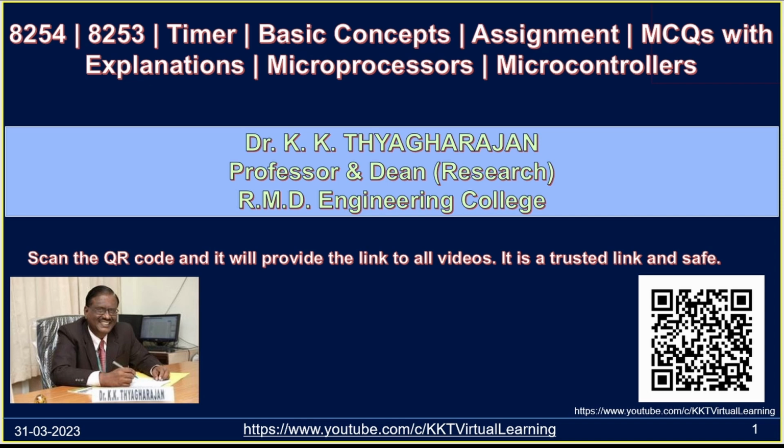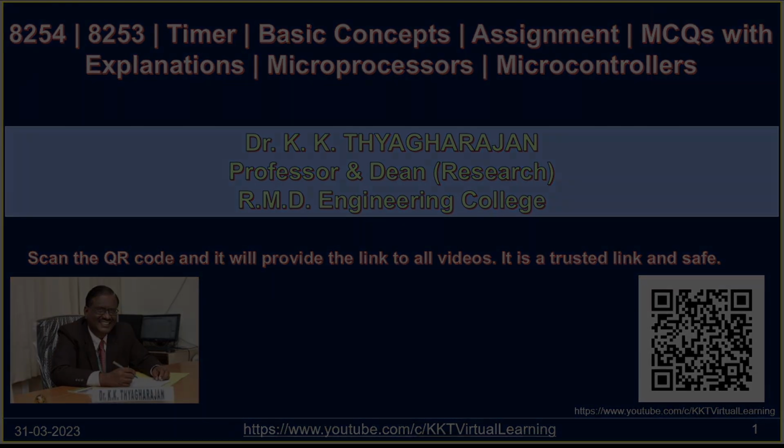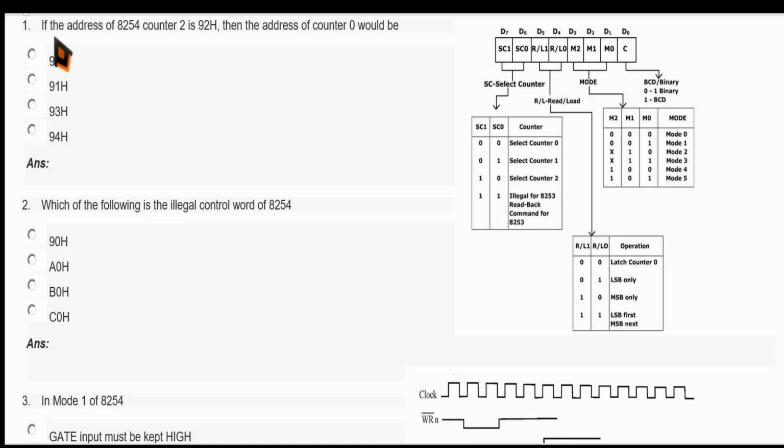Hello, this video lets you become familiar with the basic concepts of 8254 timer through multiple choice questions and answers. Let us see the first question. If the address of 8254 counter 2 is 92H, then the address of counter 0 would be 90H, 91H, 93H, 94H. Let us analyze this.